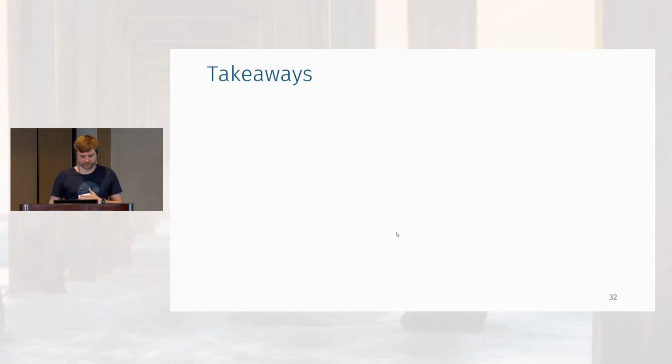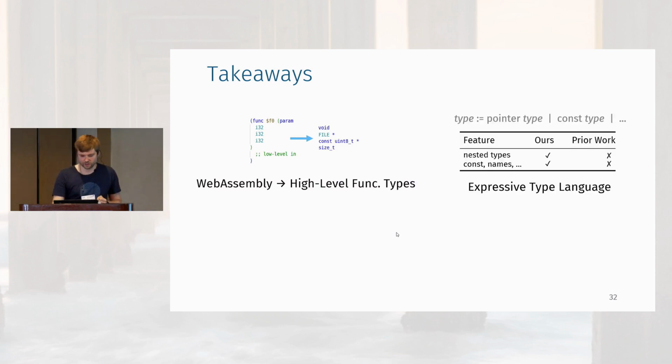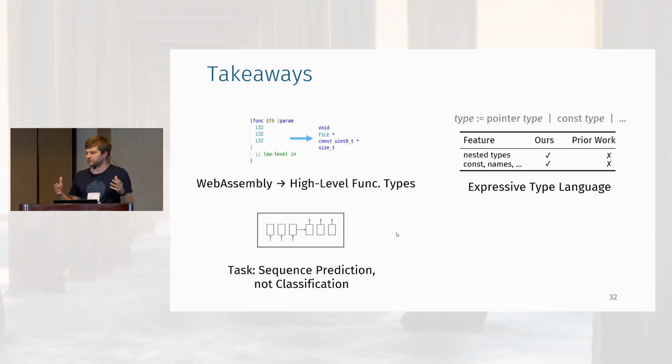All right, and with that, let me come to the high-level takeaways and the summary. So I talked about the task that we solve, which is, given a WebAssembly binary, we want to predict high-level function types for parameters and return values of functions. One core contribution and a difference to prior binary type prediction work is that we have an expressive type language that conveys a lot more intuition to a reverse engineer than prior work. This forces us to formulate this task as a sequence-to-sequence approach and not a classification task as in prior work.